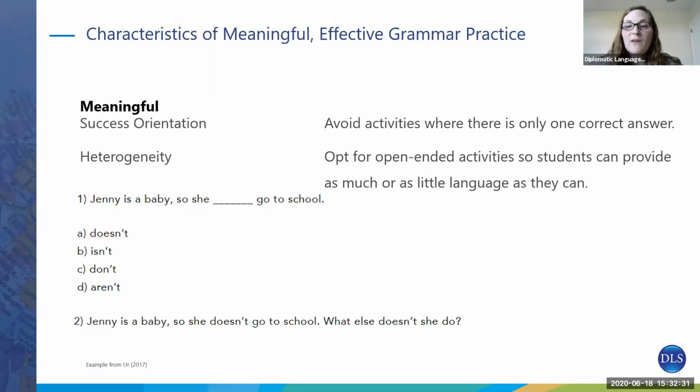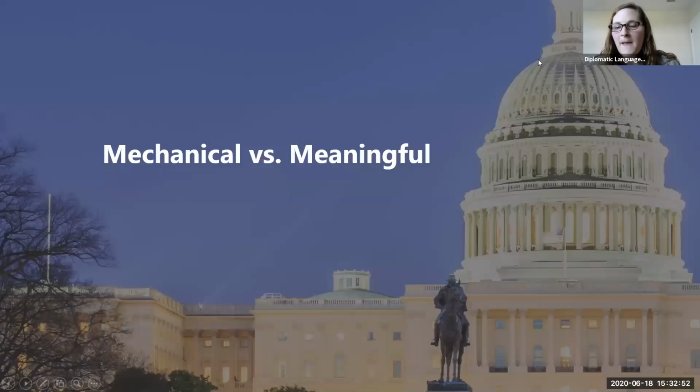Higher ability students can produce more, maybe in more complex things. Lower ability students probably still can answer the question, just maybe with simpler sentences and things like that. So this is an example of showing that contrast there between open and closed activities, and then also things where there's only one correct answer. Okay. All right, so now let's look at some examples of mechanical versus meaningful.